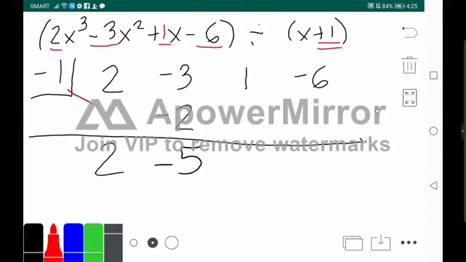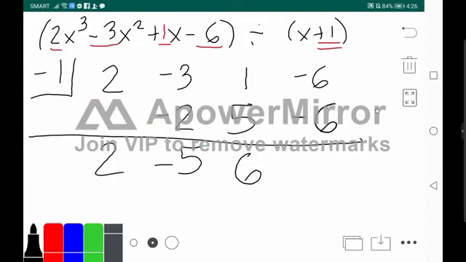Then you multiply again the result, you write it on the third column, you will have +5. Then you combine these two, that is 6. Then multiply this and write it on the last column. You'll be getting, yes, it's negative 6. Then combine, it's negative 12. So the answer is, what's our degree? What's the highest exponent? It's 3.